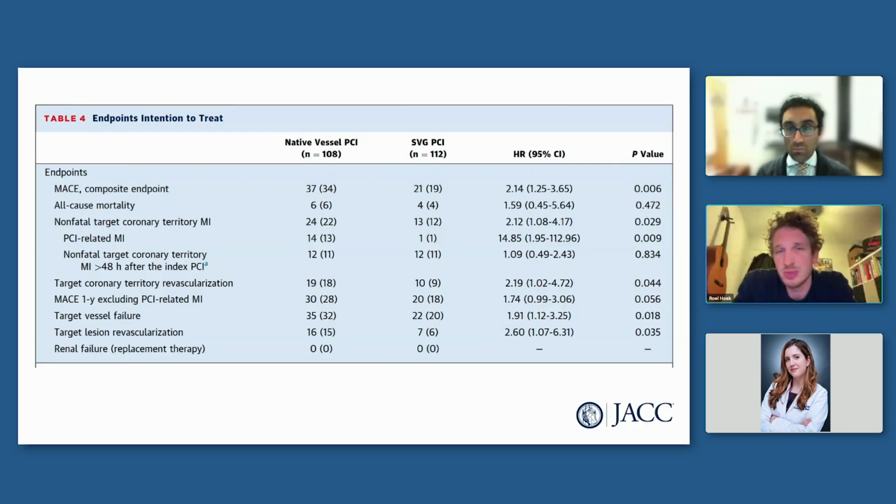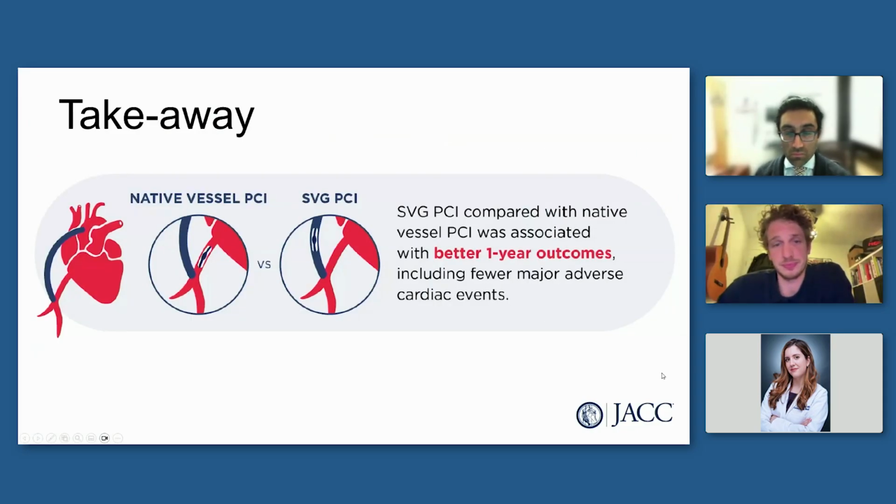But that phenomenon was rarely observed within our results. So I think that's also a very important thing to note, that not only native vessel PCI had a high event rate, but vein graft PCI actually had a way lower event rate than anticipated. Yeah, I agree. That is not consistent with general practice.